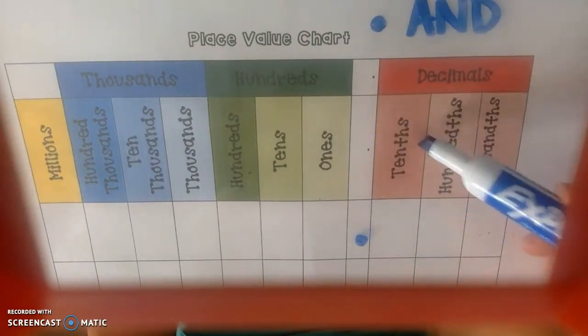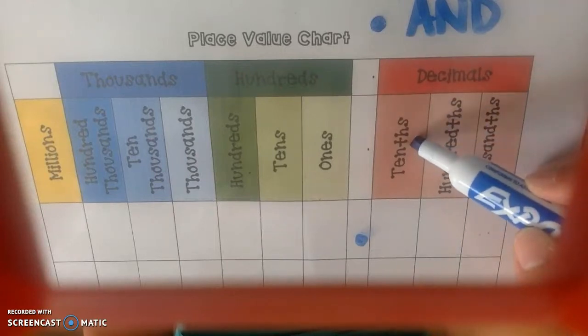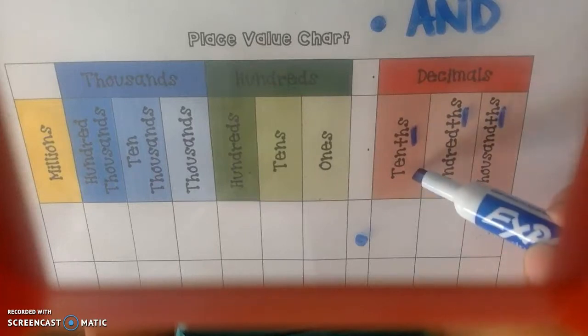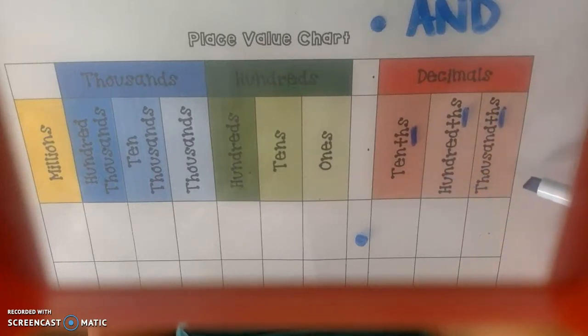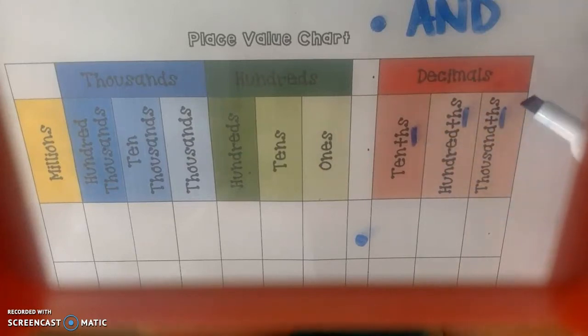You've got your tenths, hundredths, thousandths. That ends with a TH on all of those. So that's not tens, hundreds, and thousands. It is tenths, hundredths, and thousandths. So these place values represent part of a whole, just like a fraction would, just like money does.